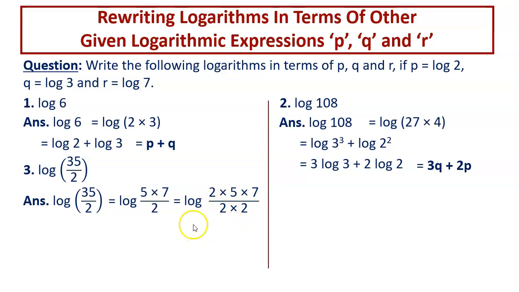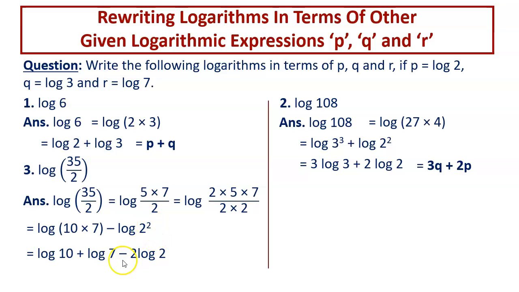And now we can expand using the quotient rule. It will be log of 10 times 7 minus log of 4, which can be written as log of 2 to the power of 2, because we have to come to log of 2. And now we expand this. It will be log of 10 plus log of 7 minus 2 comes down. It is minus 2 times log of 2. And log of 10 to the base 10, of course, is equal to 1. Plus log of 7 is r, and this is minus 2p.